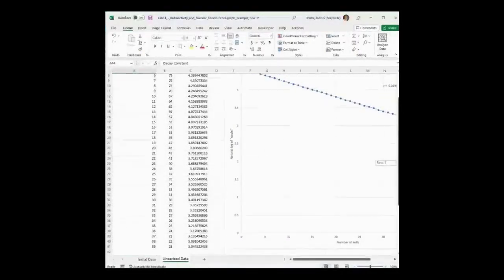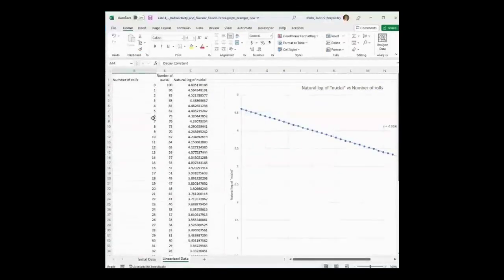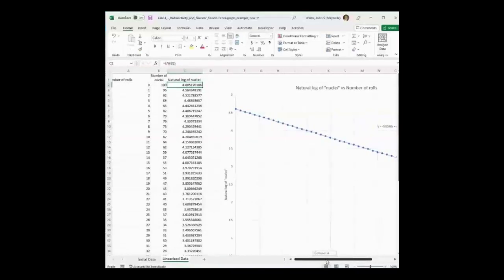An alternative approach to extract the decay constant lambda exists. This method involves taking natural logs, ln, of the number of remaining particles for each data point. In Excel, in a column next to your initial count data, you can type equals ln, open parentheses, cell number, close parentheses, where cell number is the cell that has the number you want the natural log of.